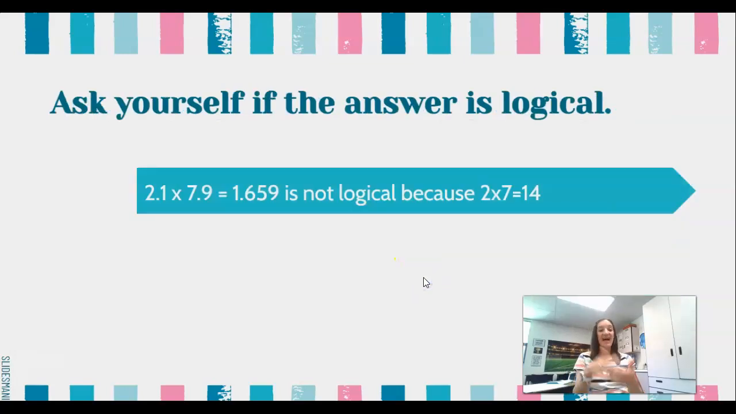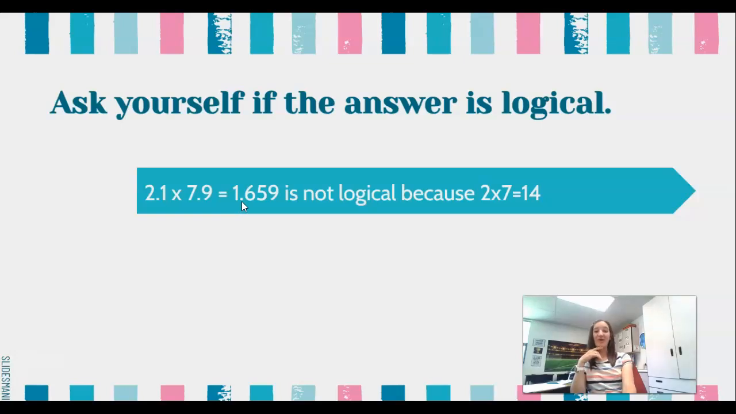Another thing you can do is ask yourself, does the answer make sense? If I was doing this multiplication problem, 2.1 times 7.9, and I figured the answer is 1.659, I would look at that and be like, how in the world did I get 1 for an answer when I'm basically timesing 2 times 7, and 2 times 7 is 14? My answer should not be 1.